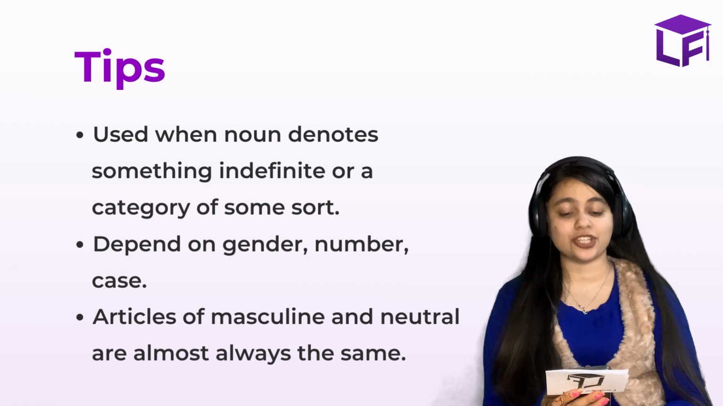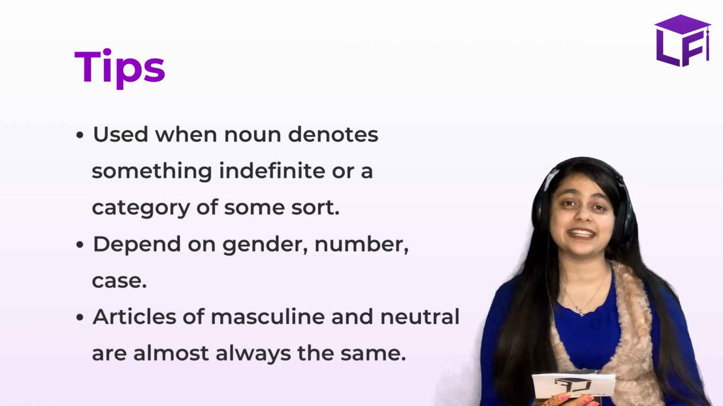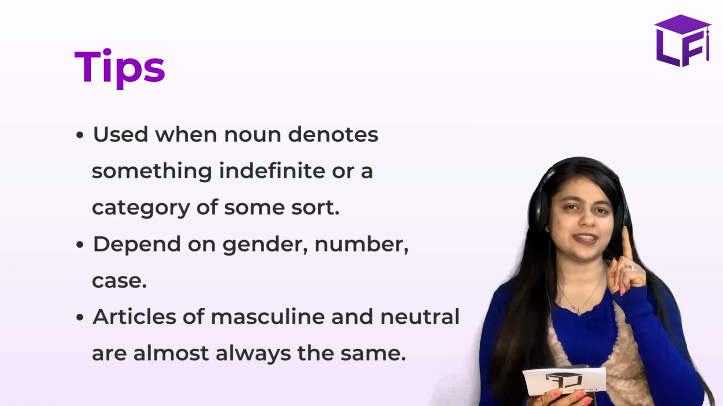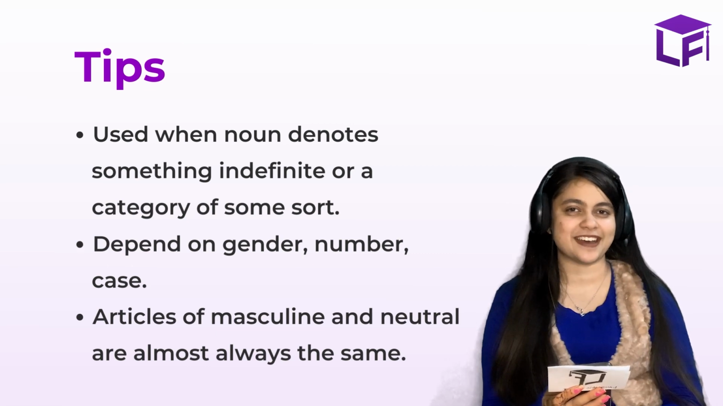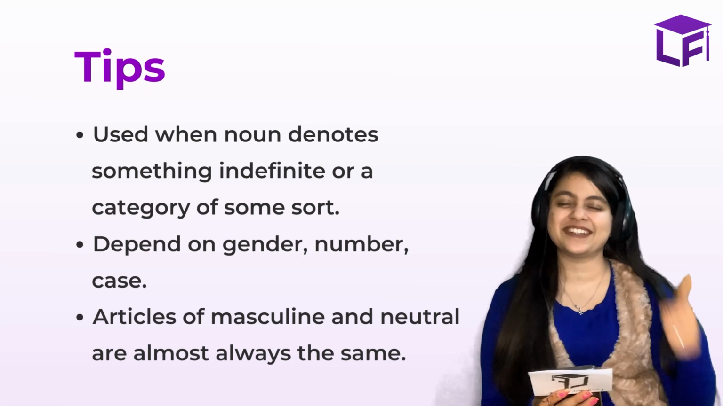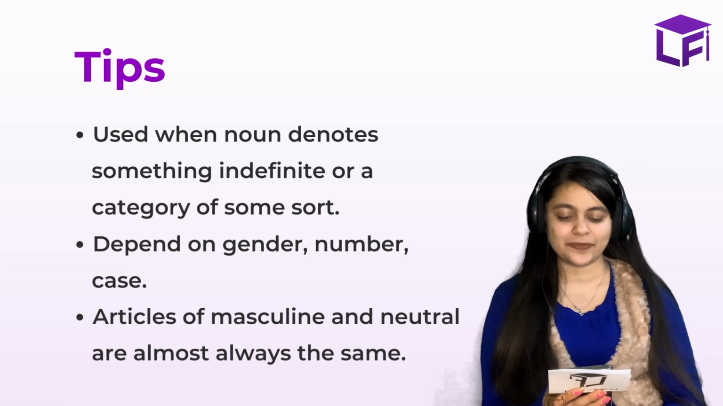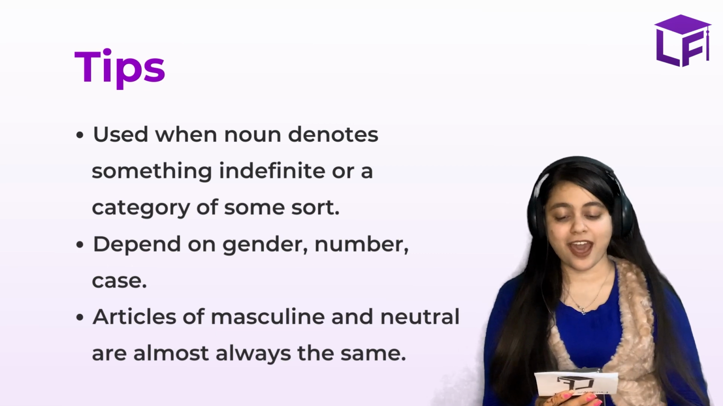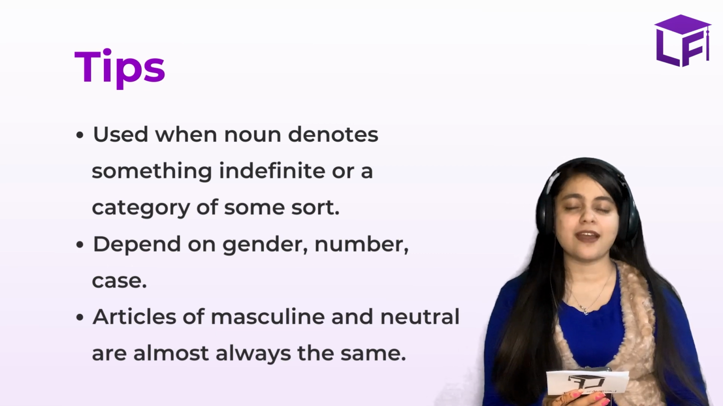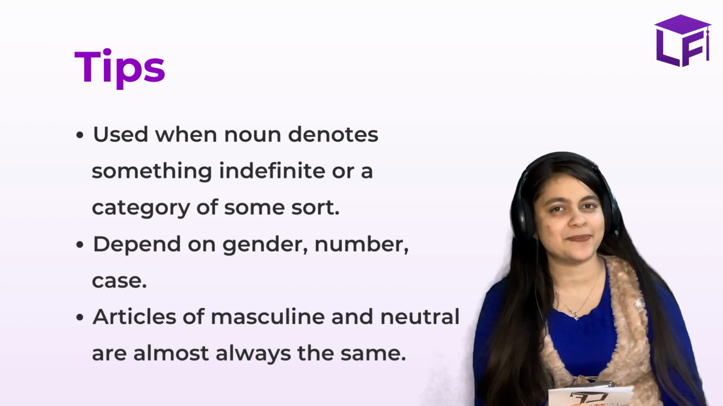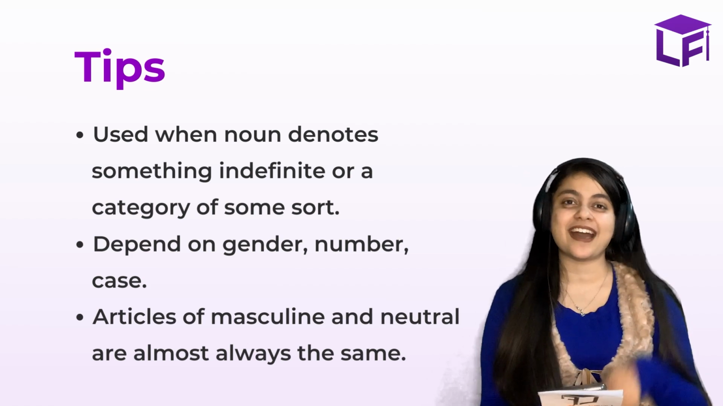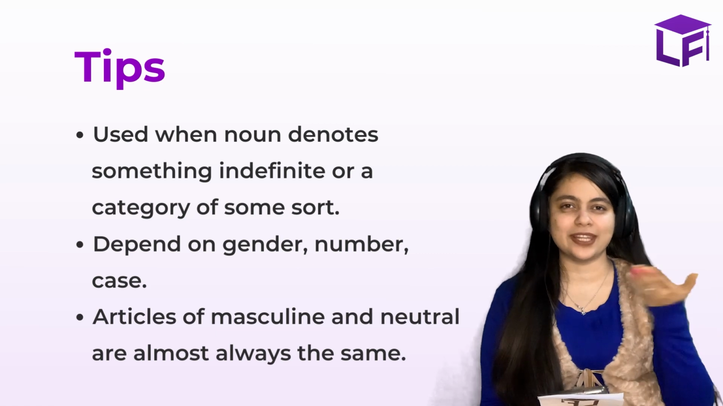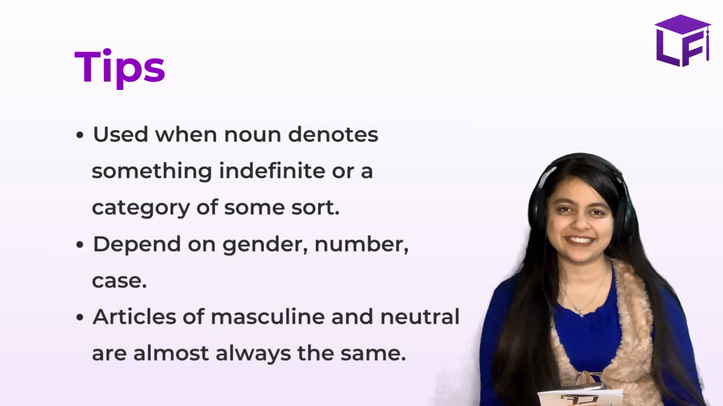It depends on gender, number and case. If you're talking about just one thing, then we use the unbestimmte article. Understood? Great! Excellent! Moving to the next one. Articles of masculine and neutral are almost always the same. As I mentioned earlier, ein and ein. Only the feminine is eine.